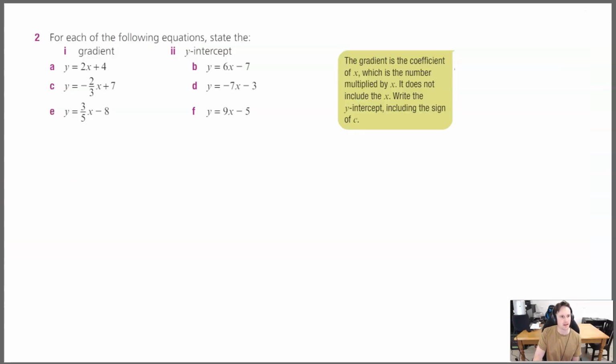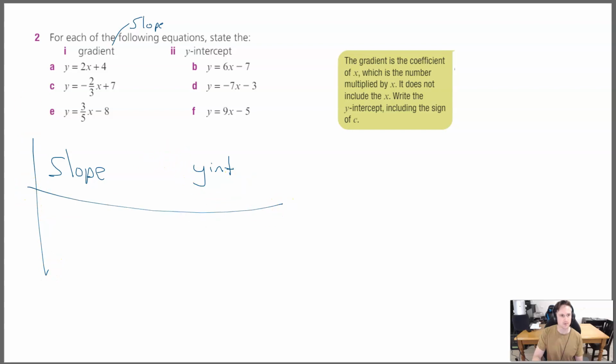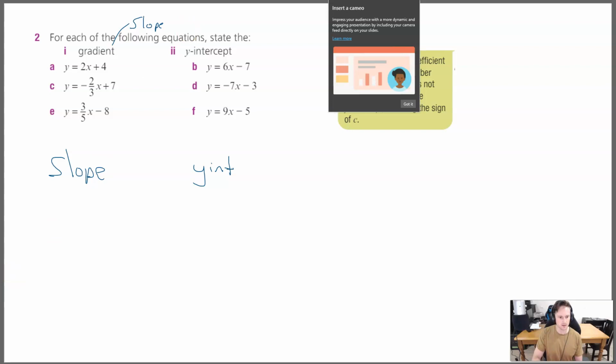Okay, so now let's go through some of these problems. For each of the following equations, state the gradient and the y-intercept. Remember, gradient is slope, and I prefer to use the word slope. So let's have slope and y-intercept, and we'll just make a little table.